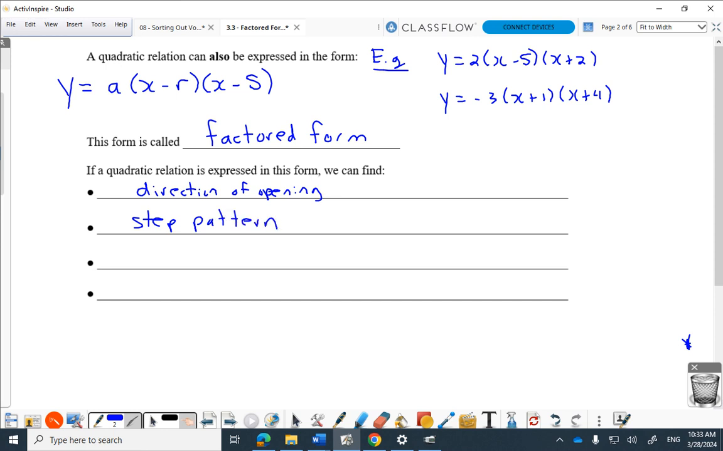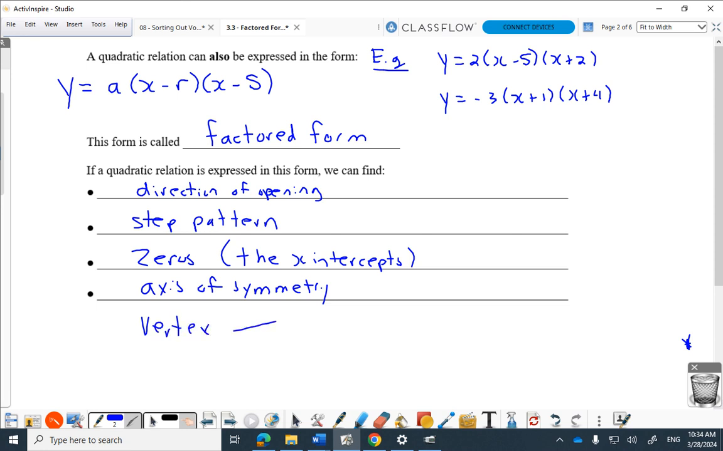We'll be able to get the zeros, which are the x-intercepts. We'll be able to get those, and friends, we'll be able to get them easily. It'll be the easiest thing you've seen in a long time to be able to get the x-intercepts when we're given in factored form. We'll be able to get the axis of symmetry. We'll be able to get the vertex, which means that we got the vertex, we can get the optimal value. Sales pitch over.